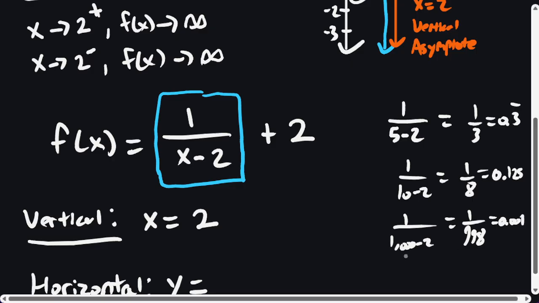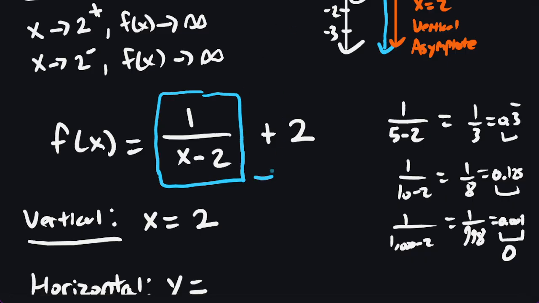So the point is, as x gets bigger, this value, the output, gets closer and closer to 0. So 1 over x minus 2 approaches 0 as x gets bigger and bigger. You can either test some values just to be sure, or you can take a look at the numerator and the denominator and see what has the highest degree. In the denominator, x has a degree of 1 because it is x to the power of 1. So the denominator's degree is 1, and in the numerator there is no x, so the degree is 0.